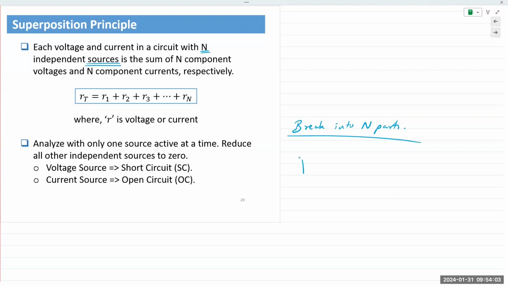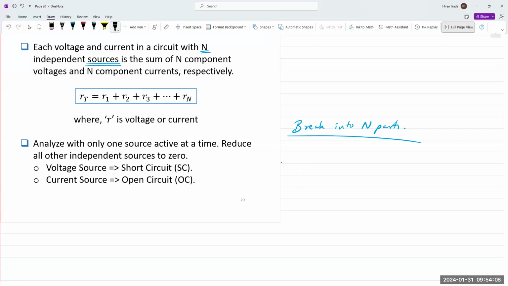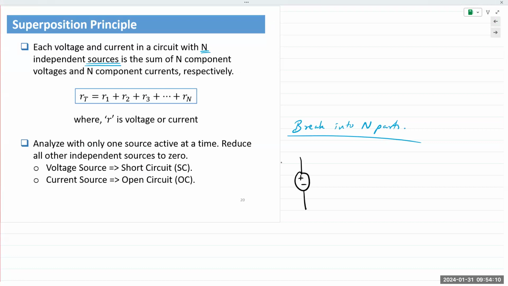If you have a voltage source in a circuit, and let's say at the other end you had a current source. Okay.